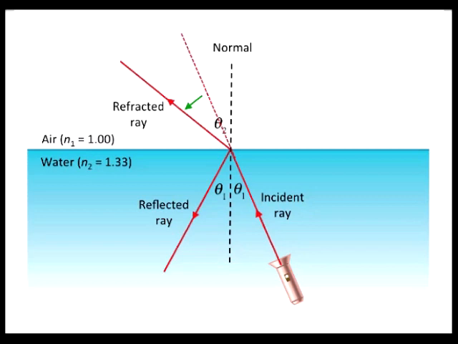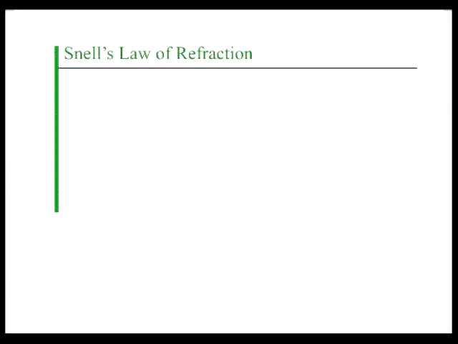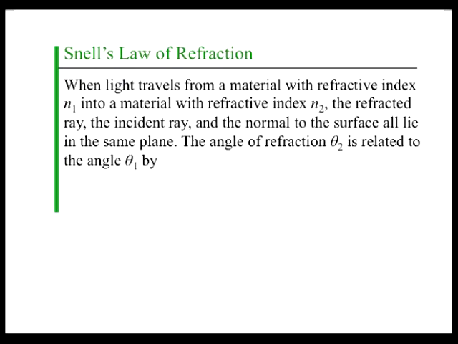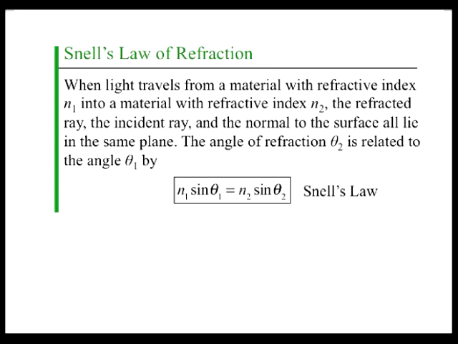In general, the light bends towards the normal when going from a lower index to a higher index, and away from the normal when going from a higher index to a lower index. However, this notion can be expressed more quantitatively through Snell's law, which states, when light travels from a material with a refractive index n1 into a material with refractive index n2, the refracted ray, the incident ray, and the normal to the surface all lie in the same plane. The angle of refraction, θ2, is related to the angle θ1 by n1 sine θ1 equals n2 sine θ2. This is called Snell's law.